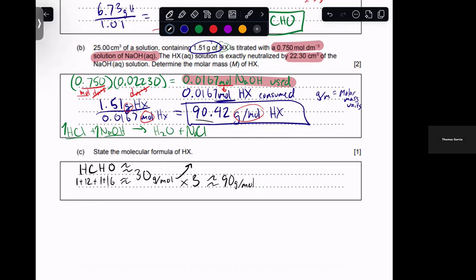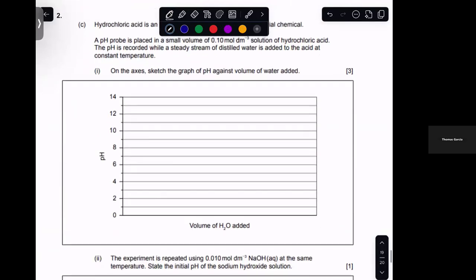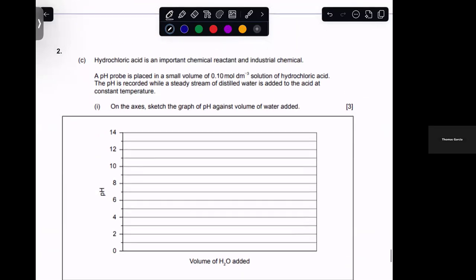So I know that my molecular formula should be HC3H2O3. Remember, this 2 plus our 1 still is 3, but we have to make sure that we have an H in front because, as we know, it's a monoprotic acid, HX. All right, that was that problem. Moving on to number 2 of this group.